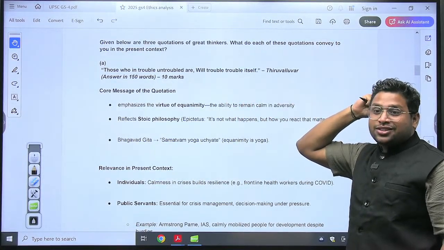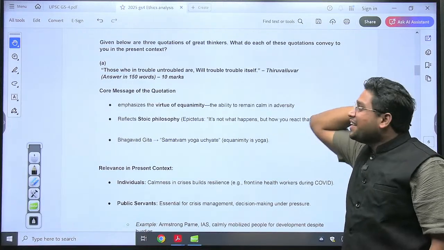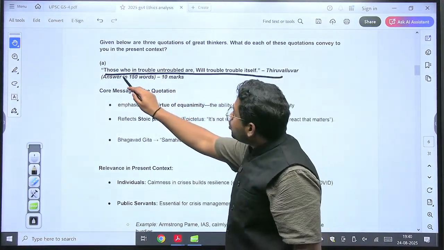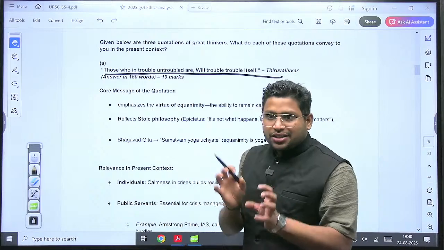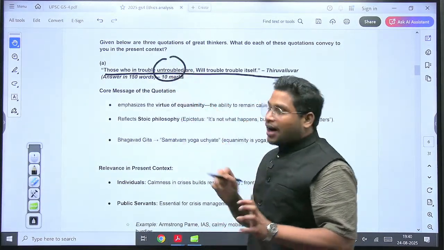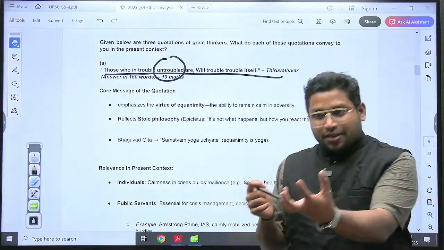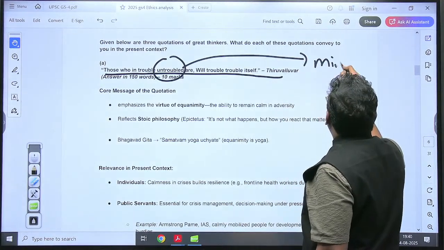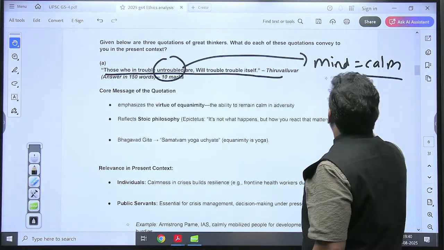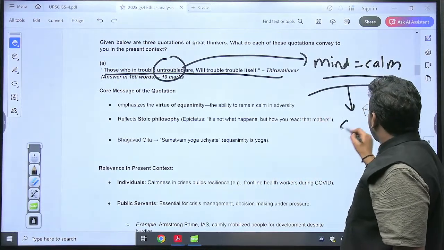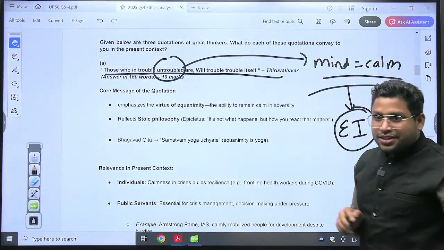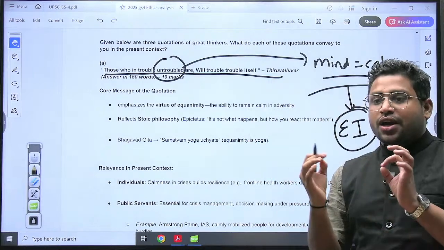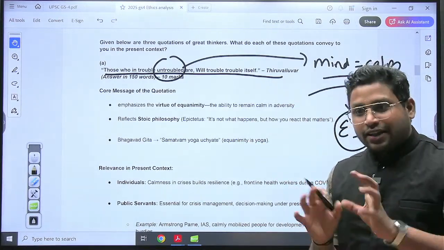Now when you read it, it's like, sir, it's giving me trouble. So simply, if you just break it to understand it, those who are in trouble, those people who are having some kind of problem, untroubled are, that means they are not troubled. They have got a problem, but they are not troubled. That simply means their mind is very calm. Understand this thing. So this is coming from something called emotional intelligence. Am I right? So you are calm. You're looking at the situation as it is. If you panic, you will certainly create a problem.